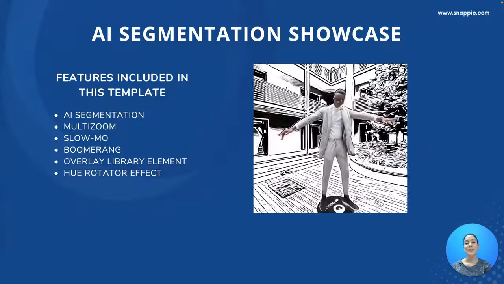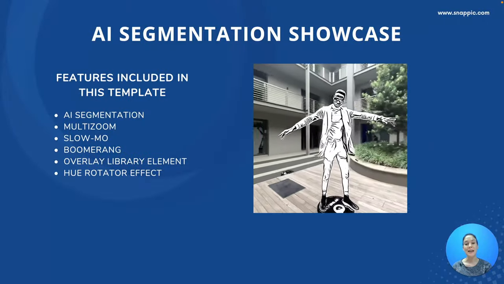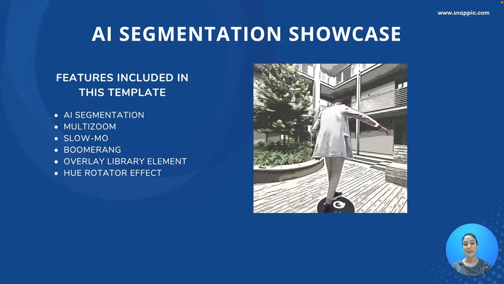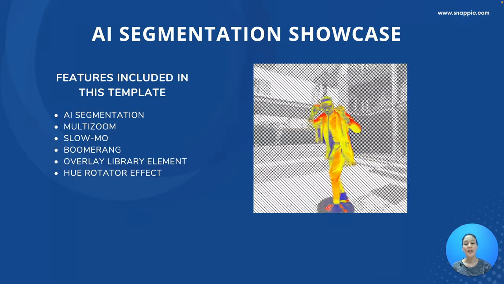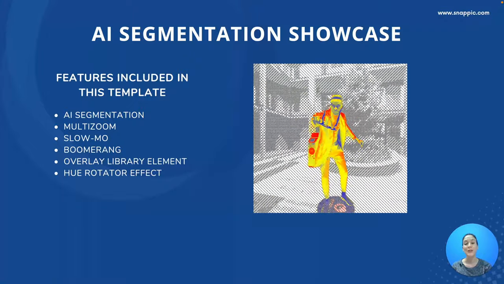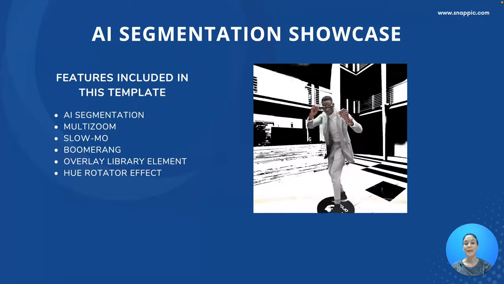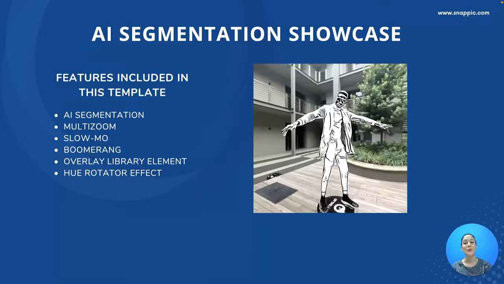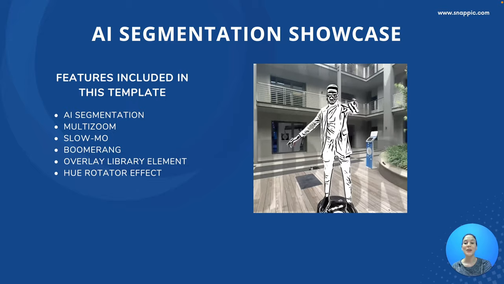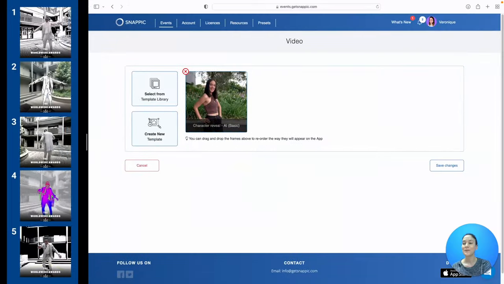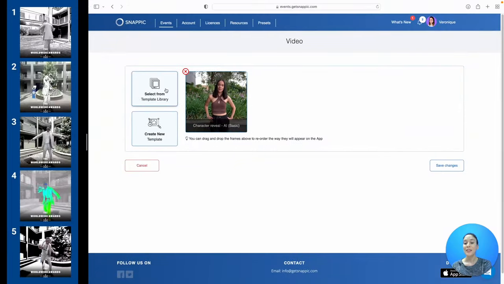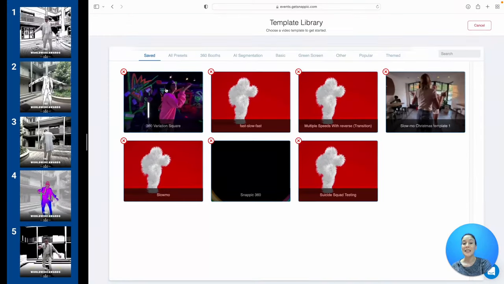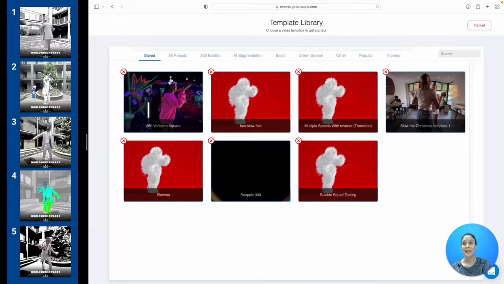The next template that we will be looking at today is the AI segmentation showcase template, which includes the following features, namely AI segmentation, multi-zoom, slow-mo, boomerang, overlay library element, as well as the hue rotator effect. I'm going to dive right into that. So just select the template from the template library under 360 booths. It is the 360 AI segmentation showcase template.